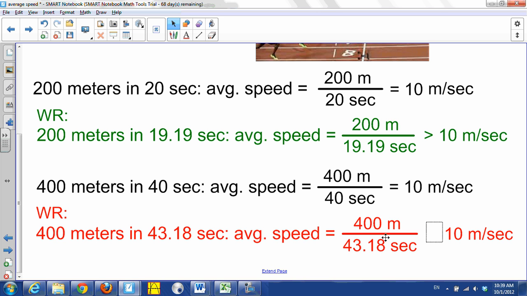Anyway, if it took him 43.18 seconds to travel 400 meters, how does his average speed compare to 10 meters per second? It took him longer than 40 seconds to travel the 400 meters. So hopefully you see that traveling the same distance, 400 meters, in more time would mean the average speed was slightly less than 10 meters per second.